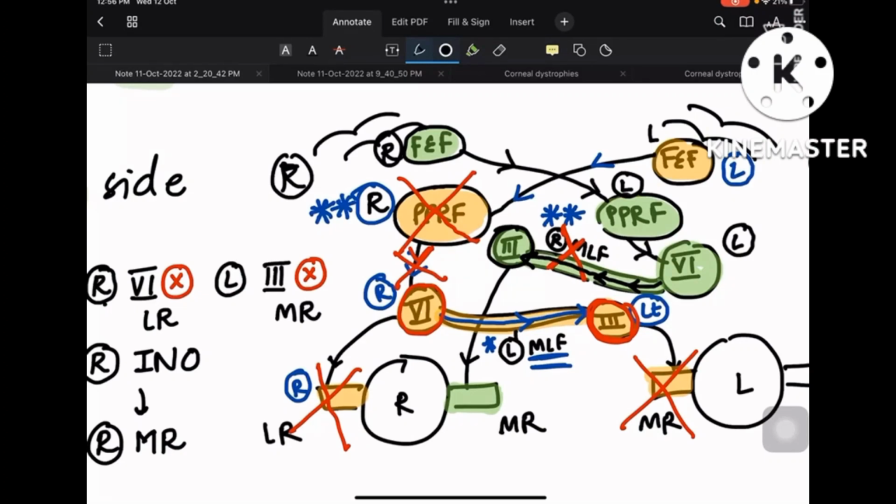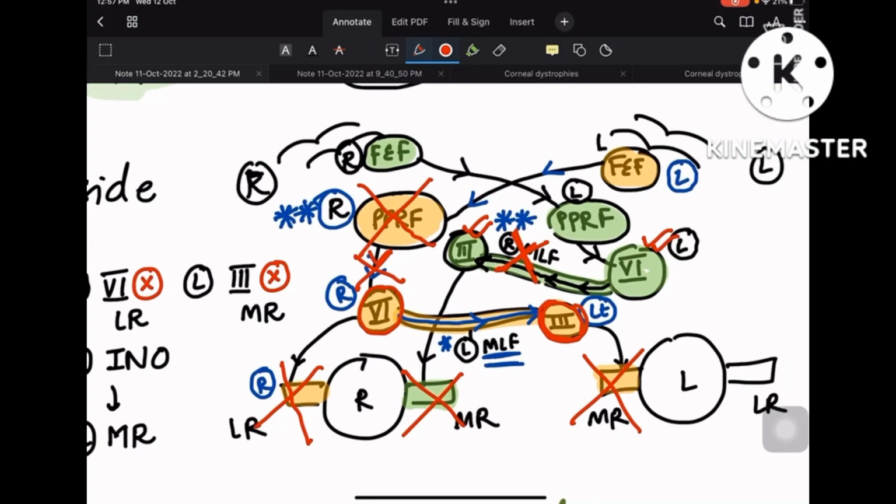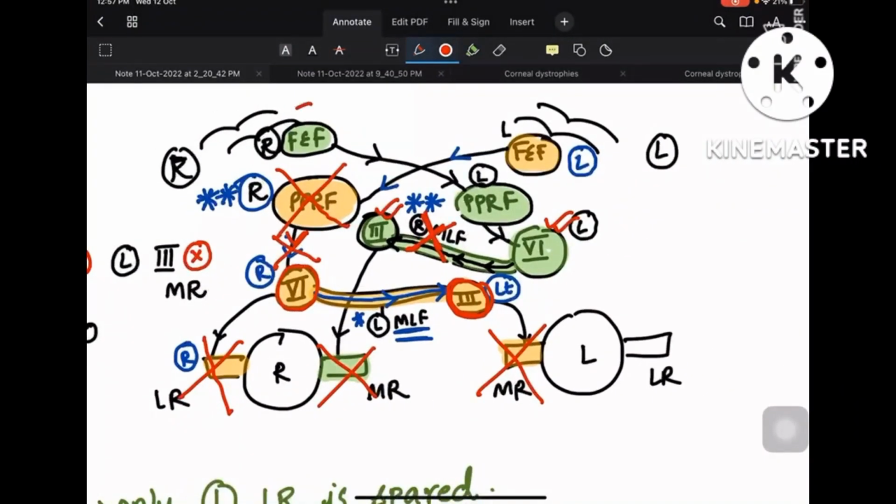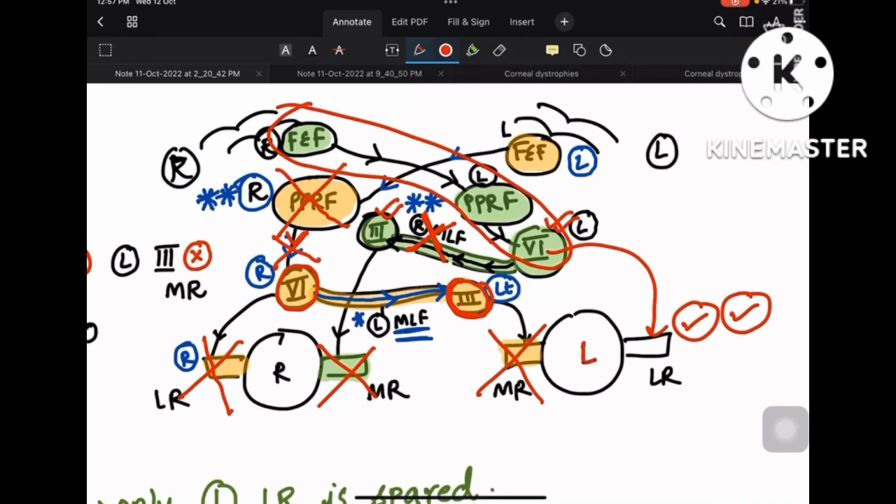So here you are having the lesion at the right MLF. So the impulses cannot pass from this sixth nucleus towards this third nucleus. So this MR is gone. But this is intact only, no? Up to here, the pathway is intact. There is no lesion. So since the pathway is intact, the functioning of LR is seen. That is, left LR functioning is seen, but left MR function is lost because the right MLF is lost.